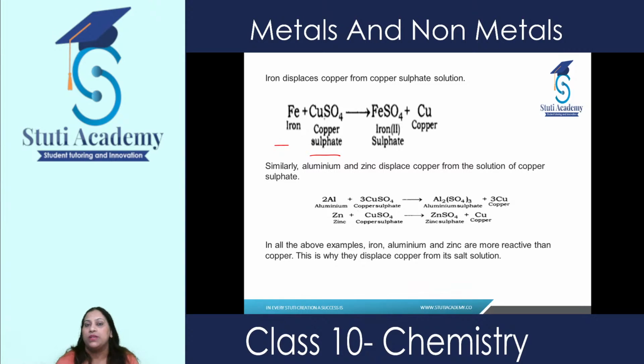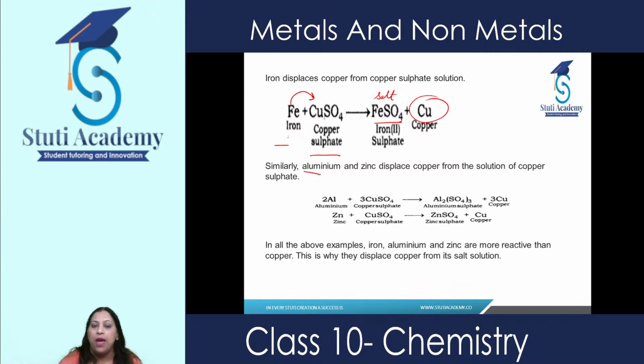Iron and copper sulfate. So when iron reacts with copper sulfate, iron being more reactive than copper, it displaces copper from its salt solution and forms iron sulfate, and copper is left behind. This is known as a displacement reaction because iron displaces copper from its salt solution, and it results in the formation of a salt only.